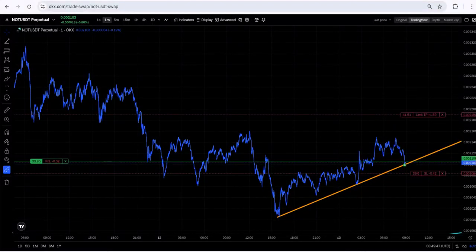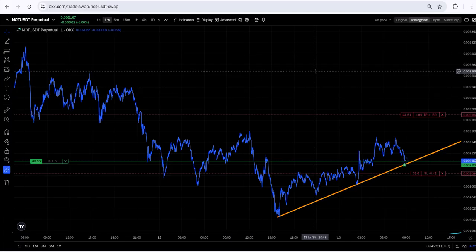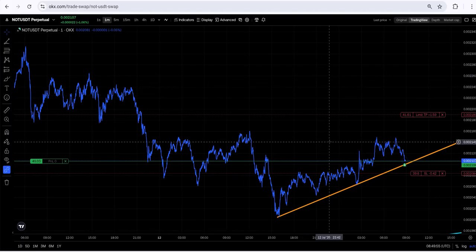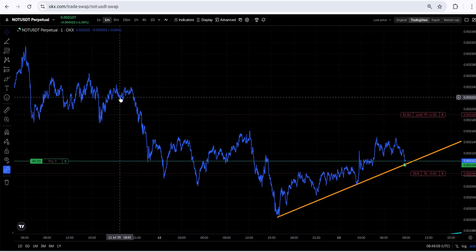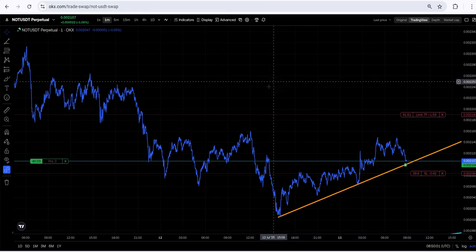Hello guys, we are trading crypto, and this is a pure trend line trading strategy. Let me first talk about how I entered the trade.